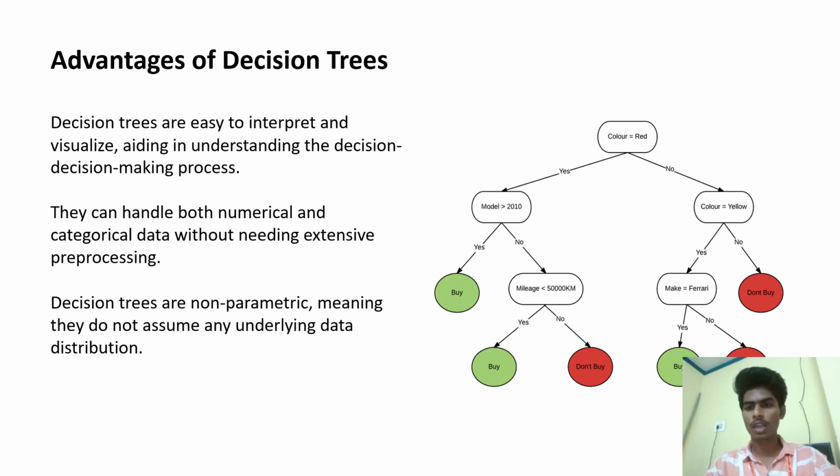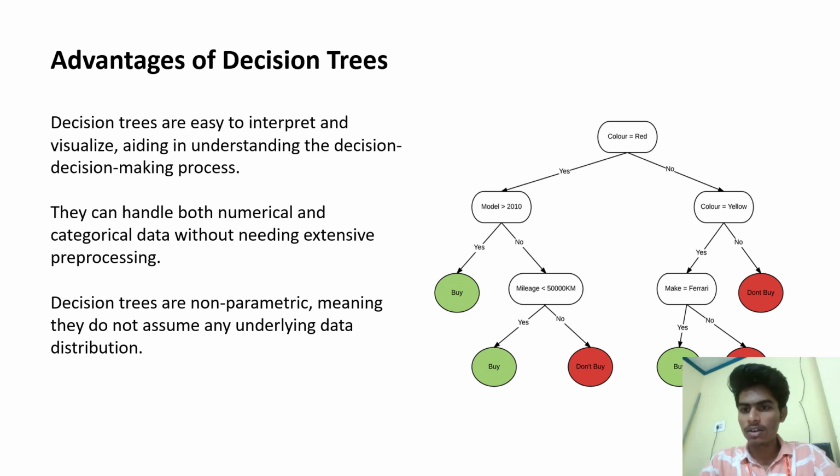And here we can see another example: color equals red. If color equals red is satisfied, then we will go to another decision: model greater than or equal to 2010. If it is satisfied, we will go to yes, meaning he will buy. In no, there is a decision node. If it doesn't satisfy, it goes to a decision node: mileage less than 50,000 kilometers. If mileage is less than 50,000 kilometers, then it goes to yes, meaning he will buy that car. And if it doesn't satisfy, he will not buy, meaning he wants those particular features.